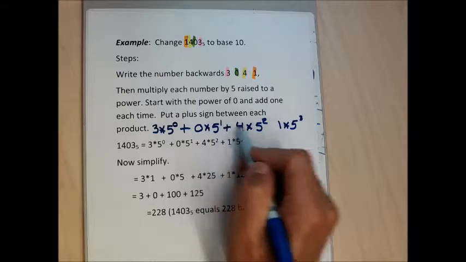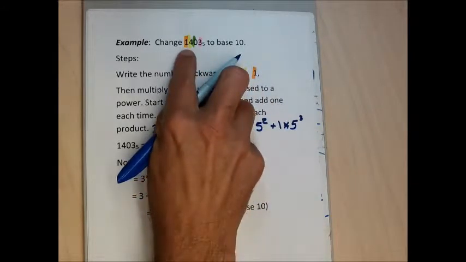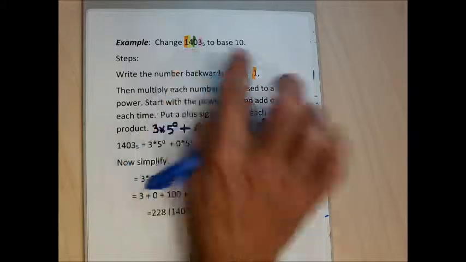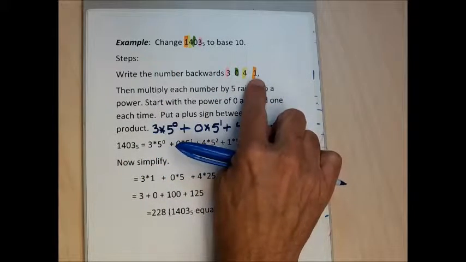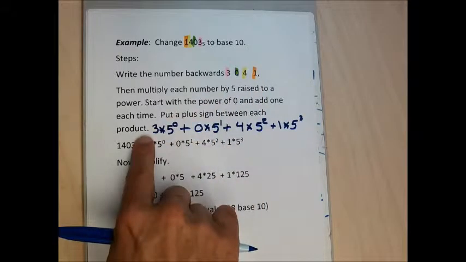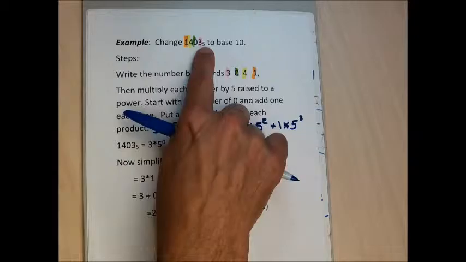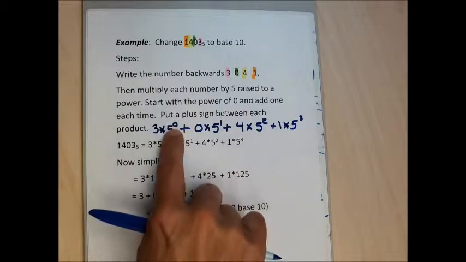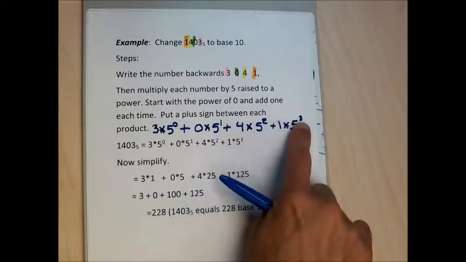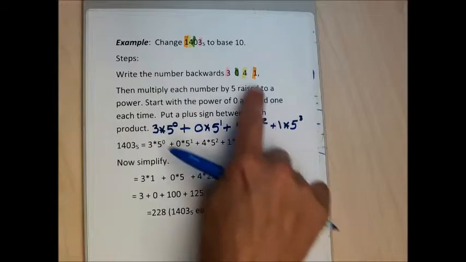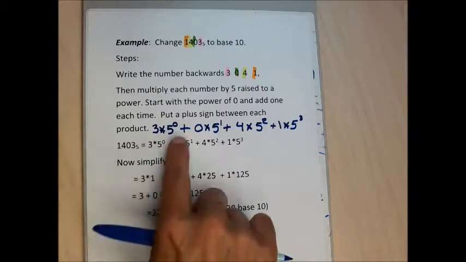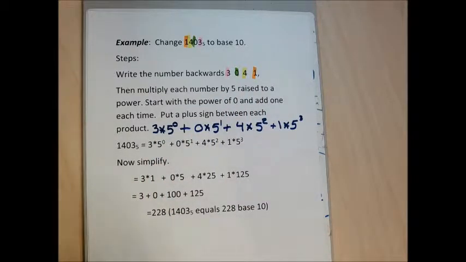So to convert 1403 base 5 into base 10, first I write the number backwards. So instead of 1403, I write 3041. Then I multiply each of those numbers, 3, 0, 4, and 1, by a power of 5, starting with the power of 0, ending with the last power, in this case 3. And I put plus signs between the numbers, and now I'm just going to figure out each.